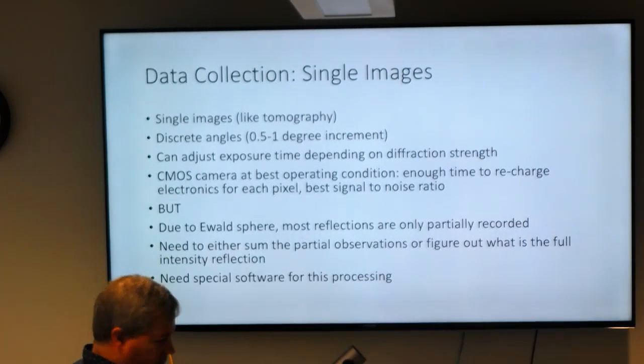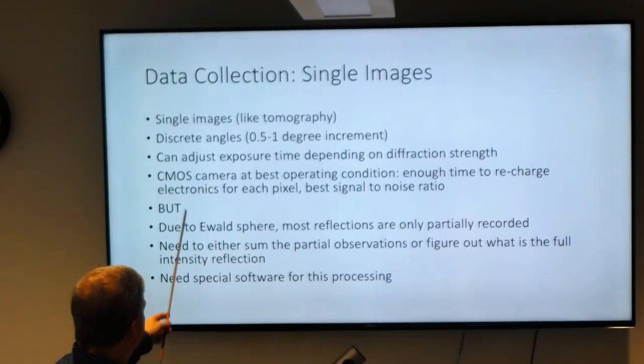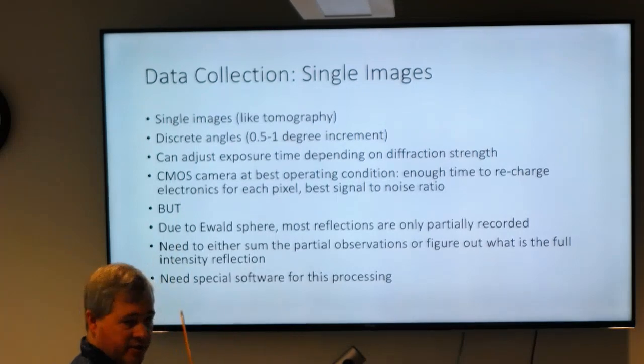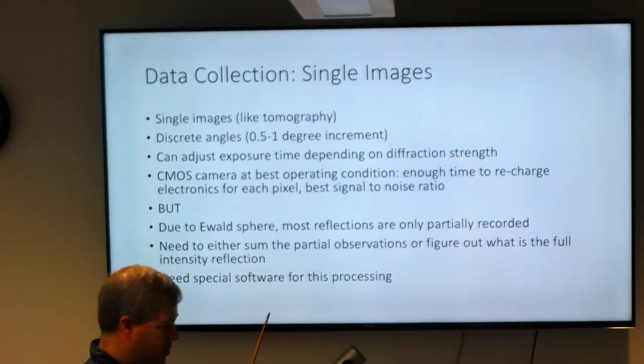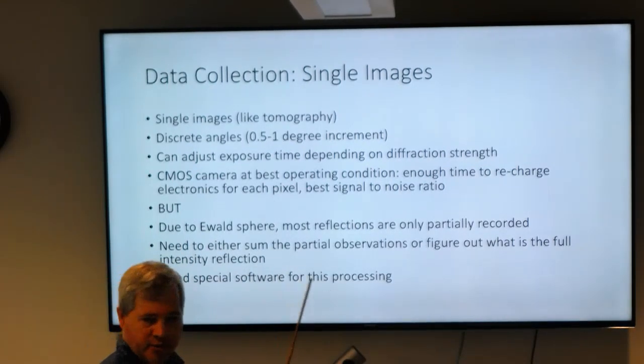In the original paper, they did single images, kind of like tomography, at 0.5 to 1 degree increments, and they were able to use just a regular CMOS camera, not a direct detector but an indirect detector, so it has a scintillation layer to make light. But because of the Ewald sphere, most of the reflections were only partially recorded.